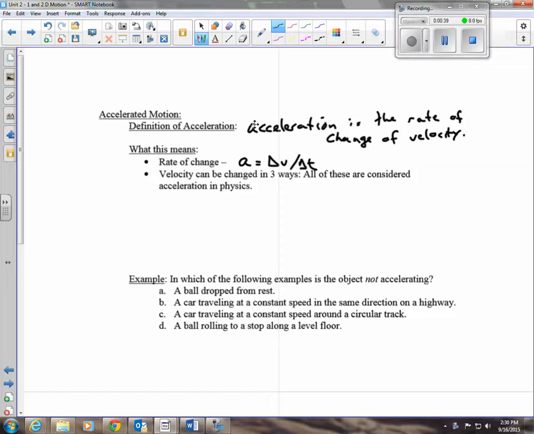Now, velocity can change three ways, and all of these are considered acceleration in physics. In the English language, we tend to say acceleration means speeding up. So if something is speeding up, it's accelerating. But in physics, another way I can change velocity is to slow it down, and that's still considered an acceleration. And the third way is a little bit subtle. Remember, velocity is a vector. So if I change direction, I'm changing the velocity. So that's an acceleration too.